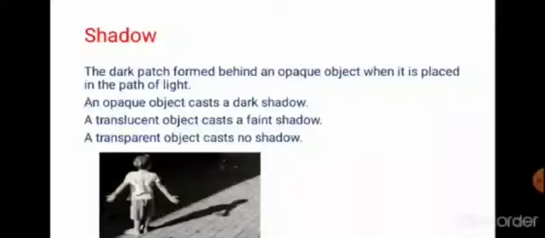A translucent object casts a faint shadow. A transparent object casts no shadow. The position of object will always be between the source of light and the shadow. Shadow formation is a common phenomenon occurring in our daily life. You can see your shadow when you walk in the sun. It moves along with you.